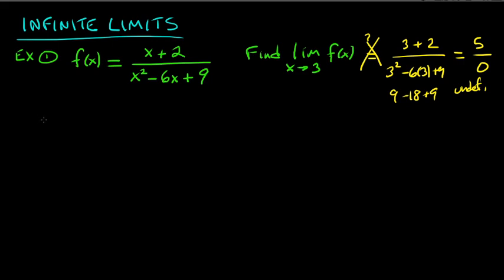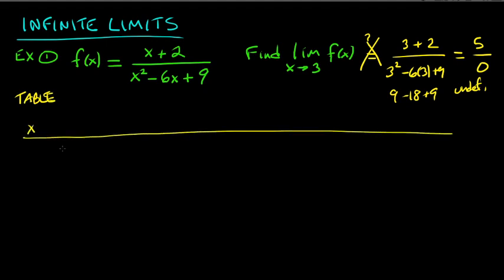Well, now we have to go back and resort to using either a table or a graph. So let's do it numerically. Let's make a table. And again, just to stick with the book, I'm going to do this horizontally here and plug in numbers that are close to 3. So to the right of 3, let's start way over here, 3.1, 3.01.